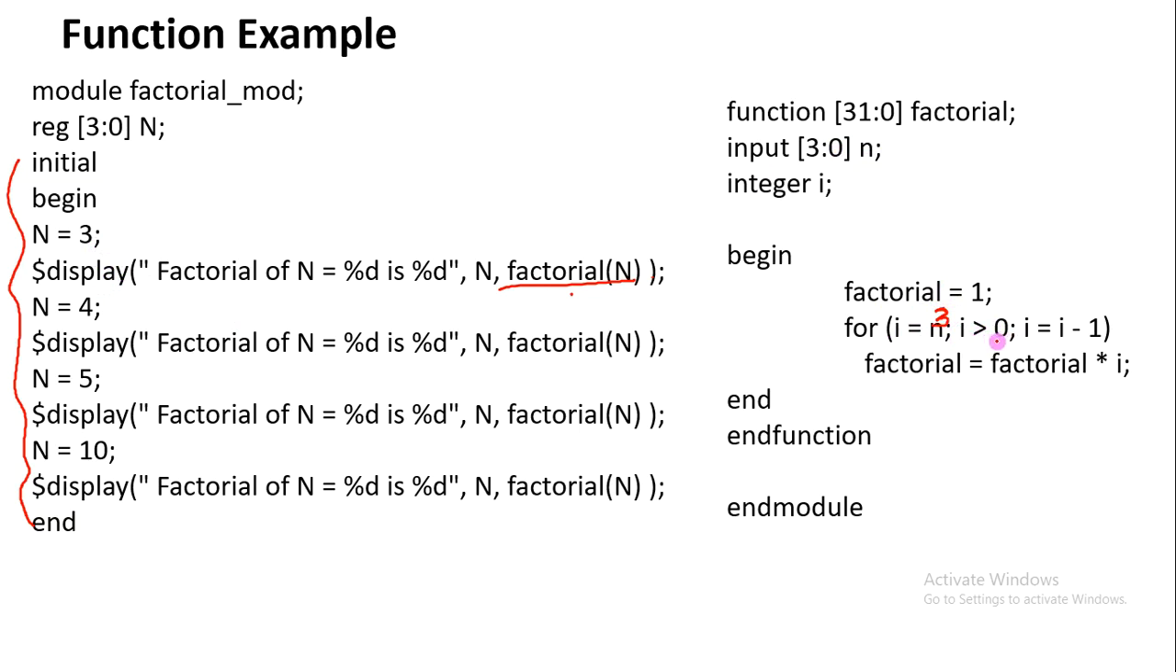I greater than 0 means this is decrementing. So 3 decrements to 2, 2 decrements to 1, and 1 decrements to 0. So 3 times it is going to execute.